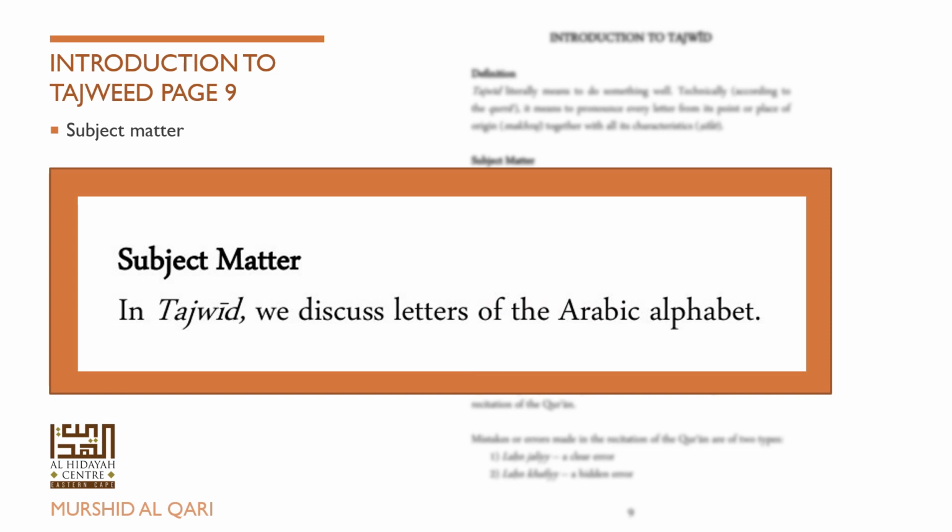The subject matter, what are we going to discuss? In Tajweed, we discuss letters of the Arabic alphabet. So from Alif to Ya, Hamza. So these are the things that we will discuss when we speak about Tajweed.